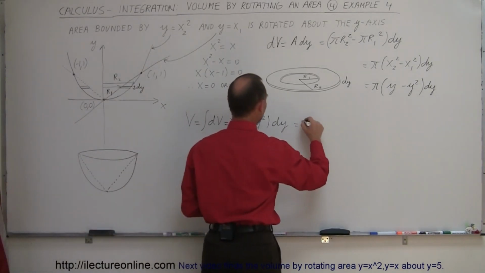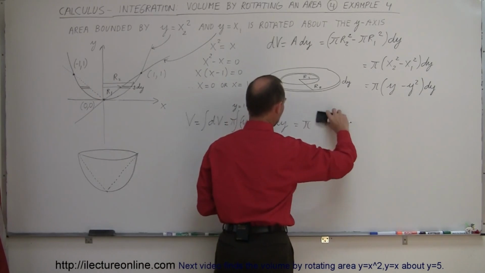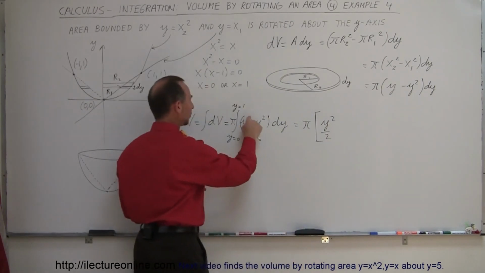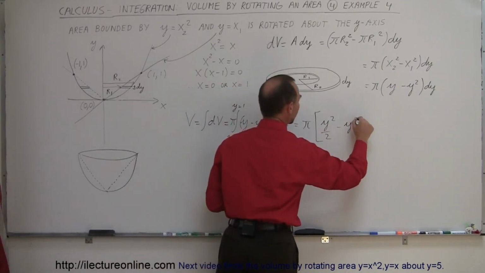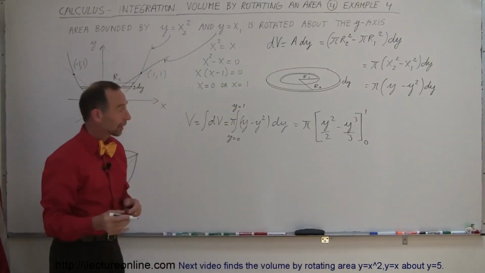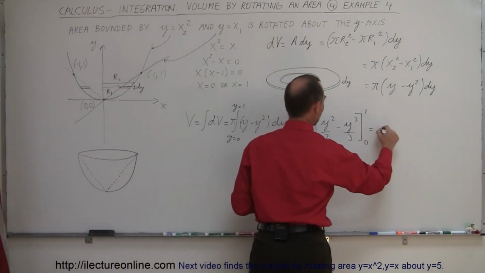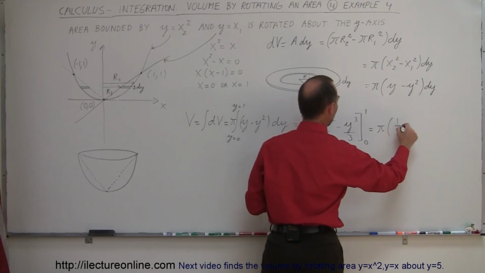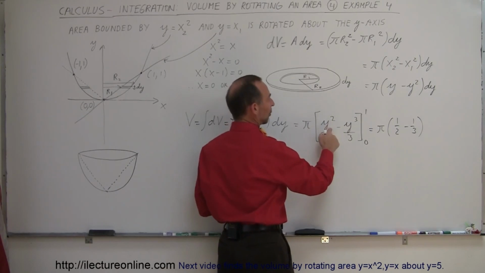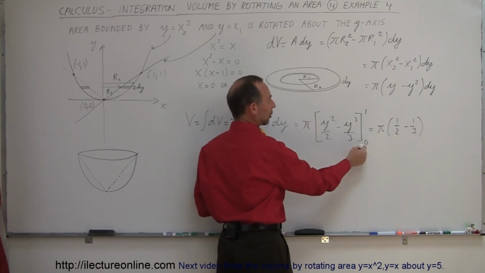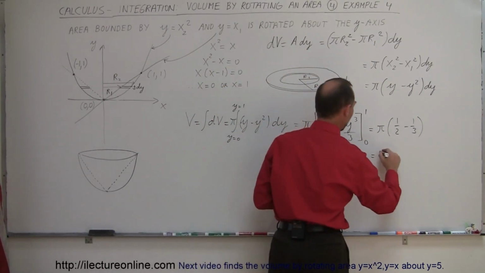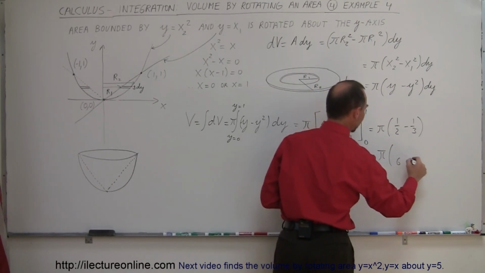So this is equal to pi times, we use brackets. So we go y squared over 2. So you add 1 to the exponent, divide by the new exponent, minus y cubed over 3. And the limits of integration from 0 to 1. So now we go ahead and plug in the upper limit. So this is equal to pi times 1/2 minus 1/3, because when you plug in the 1, you get 1 squared, that's still 1, and 1 cubed, that's still 1, minus when you plug in the lower limit, and of course when you plug in the lower limit you get 0, so you don't need to do that. And then you combine those by getting the same common denominator, which would be over 6.